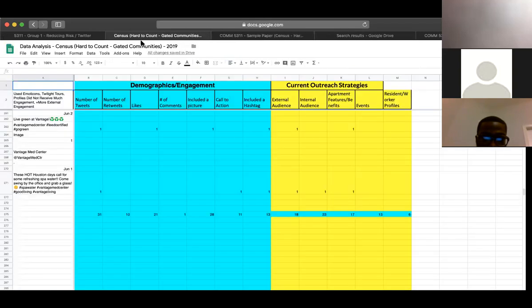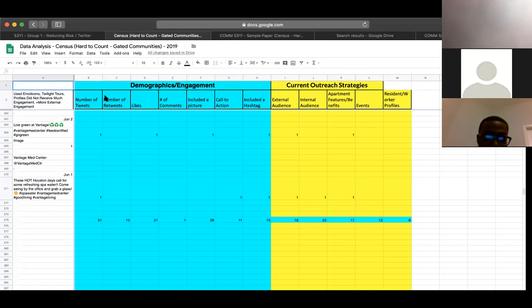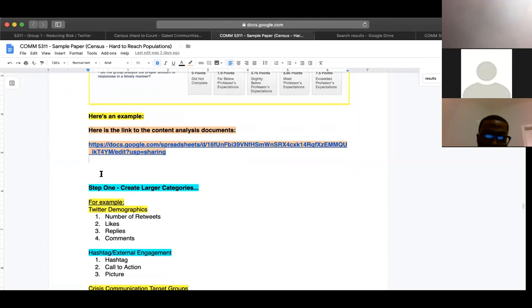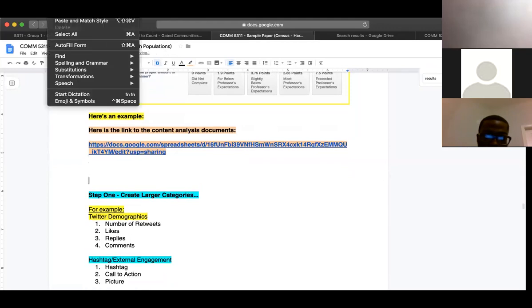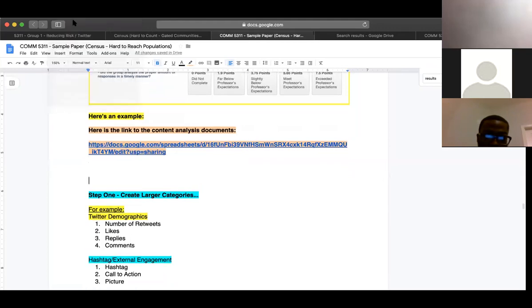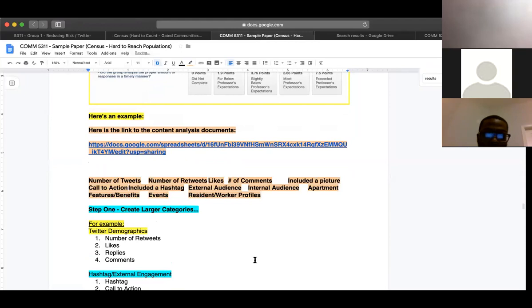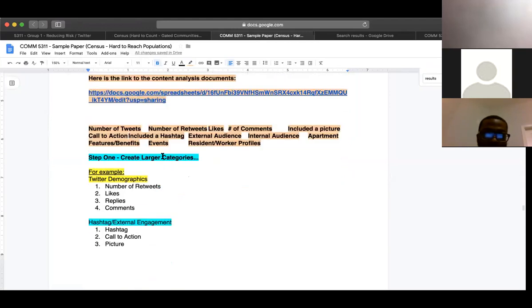I basically took these columns and highlighted the headings on those columns. Then I went back to the paper, went to edit, and pasted the information. That's raw information right now, but I used that information to form these categories.